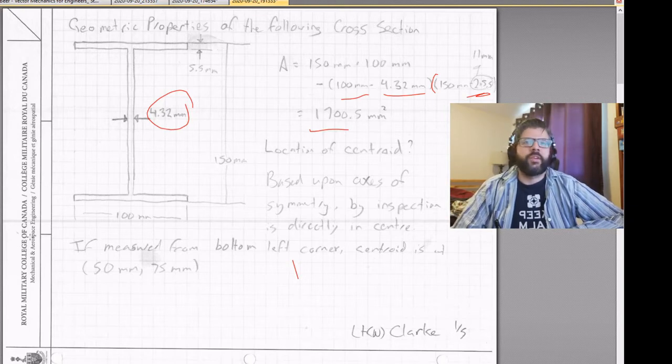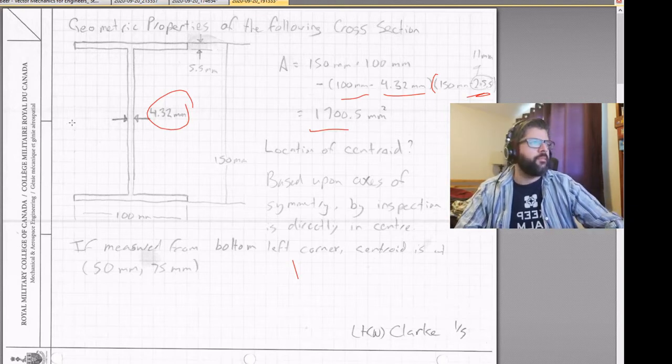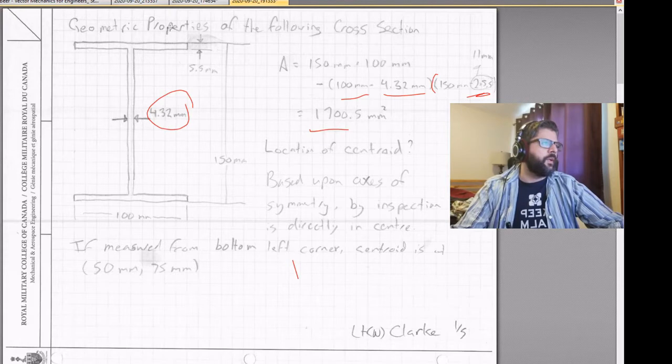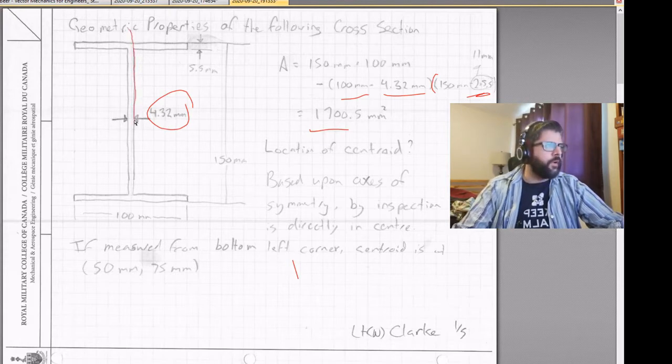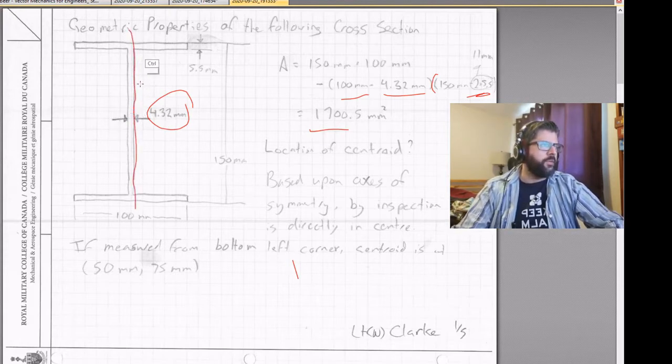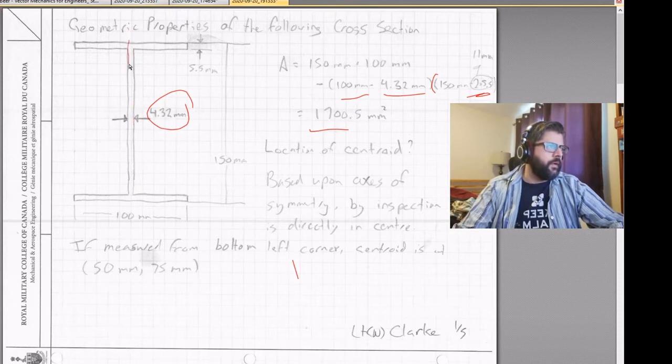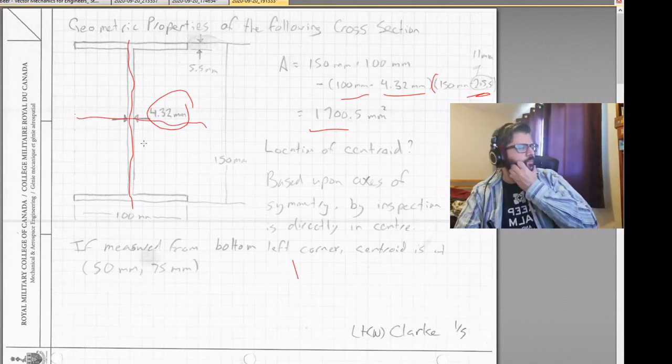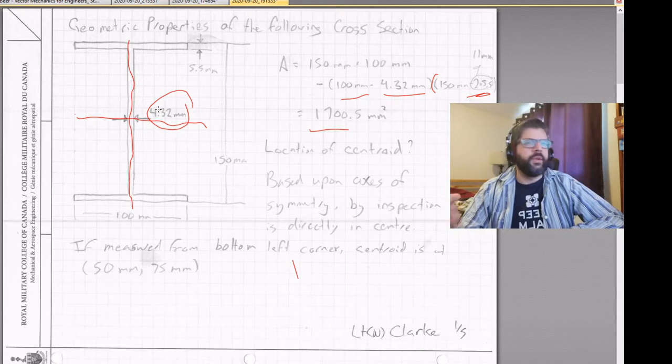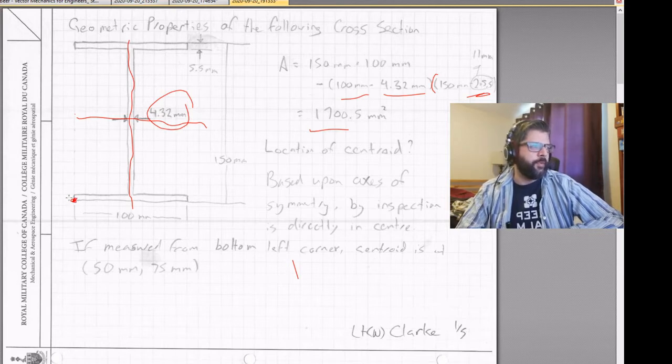For the location, we're just going to base this upon our axis of symmetry. We've got one axis of symmetry that goes right here. Well, still can't draw a straight line on this tablet. Right here. And we've got another one that goes right there. So we know that the centroid is located in the center. Relative to this bottom corner, it's 50 millimeters this way and 75 millimeters up.